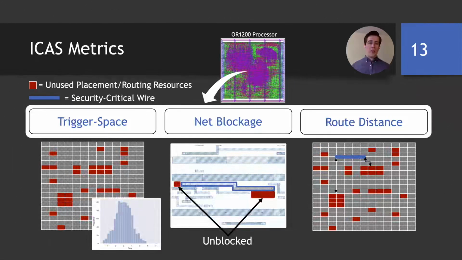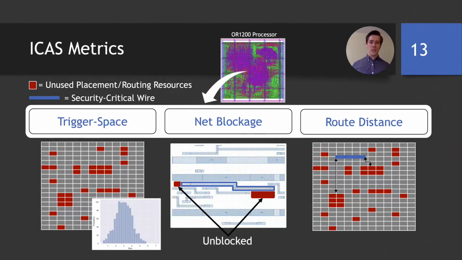When an attacker integrates their Trojan into a victim design, they must locate a surface of an unblocked security critical net to attach their Trojan logic to. The fewer locations available, the more challenging this step becomes.